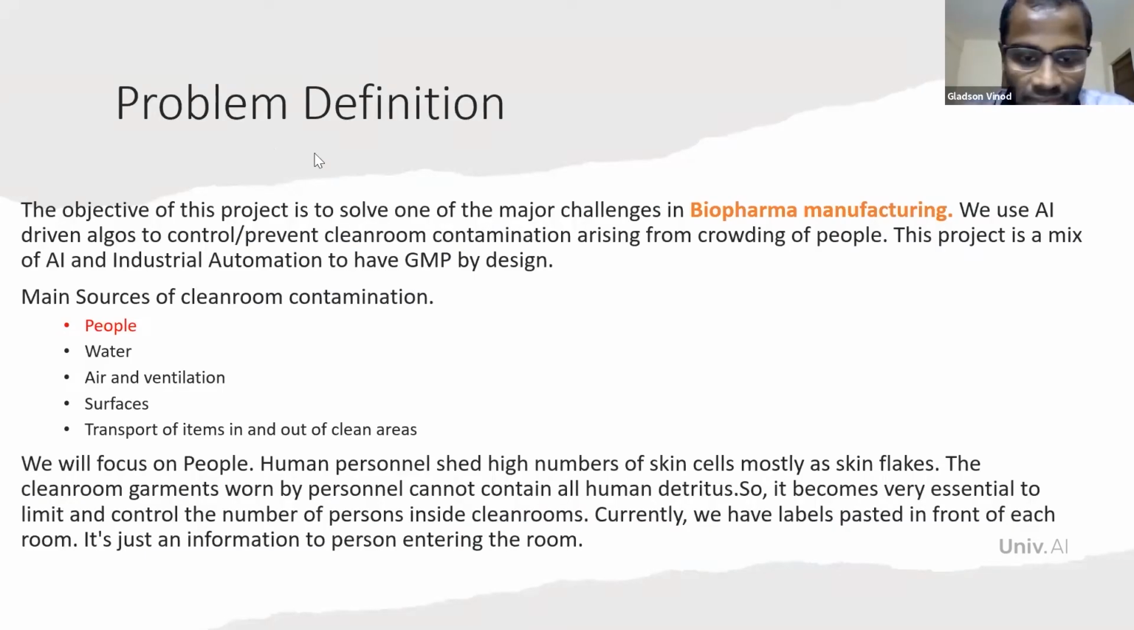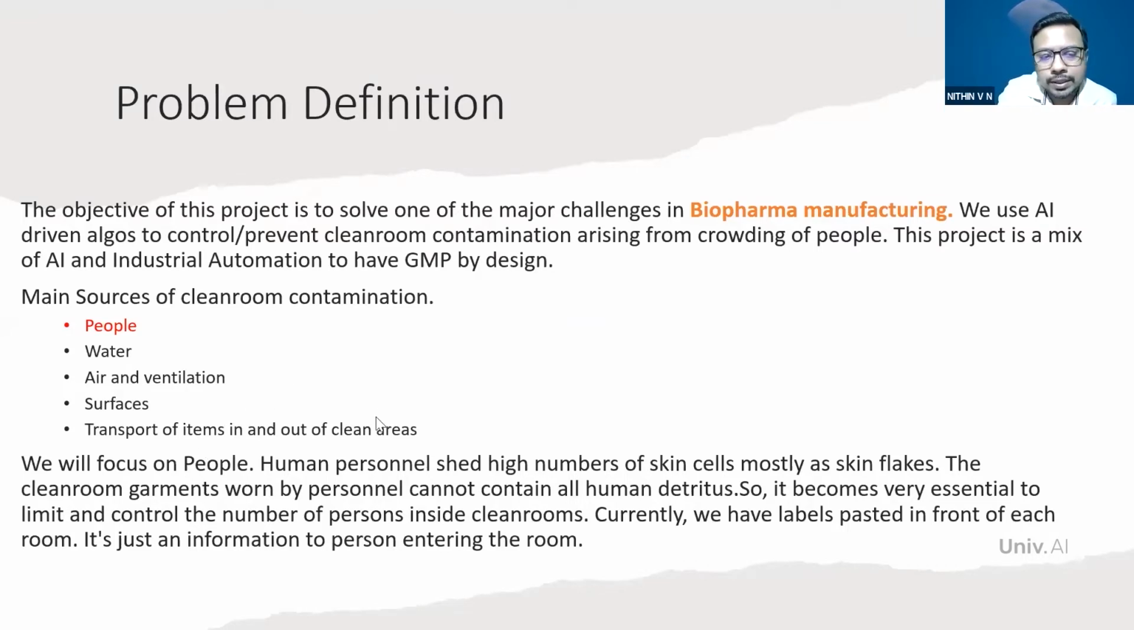Thanks. Yeah, hi everyone. So our objective of this project was to solve one of the major problems in biopharma manufacturing. We manufacture monoclonal antibodies, which are normally manufactured in a sterile environment, where you have to maintain good manufacturing practice, and the area should be clean and without any kind of bioburdens. The major sources of clean room contamination are people, water, air and ventilation which goes inside the clean room and goes out, the surfaces of the clean room, and the transport of items which comes in and out of the clean room.